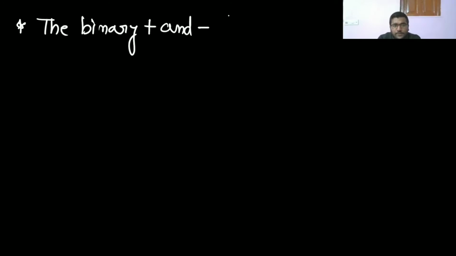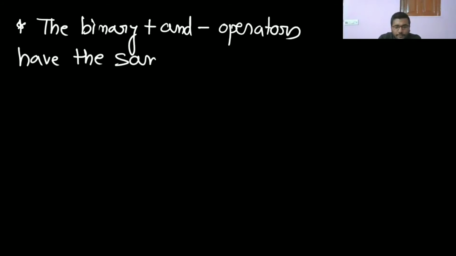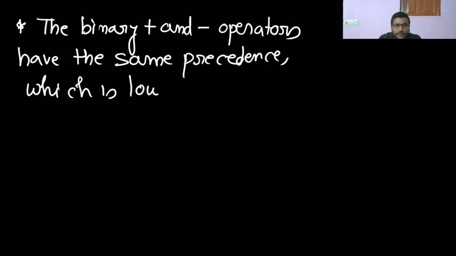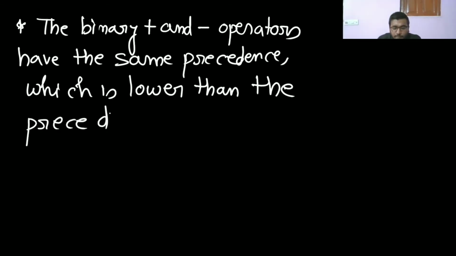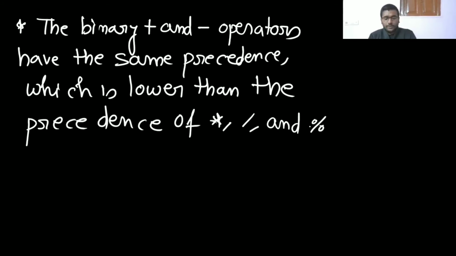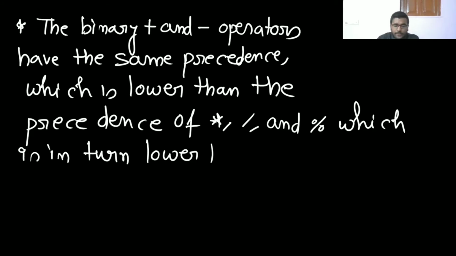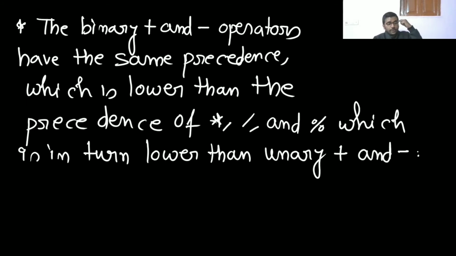The binary plus and minus operators have the same precedence, which is lower than the precedence of star, divide, and mod, which in turn is lower than the unary plus and minus. So it is going to be lower than unary plus and minus.